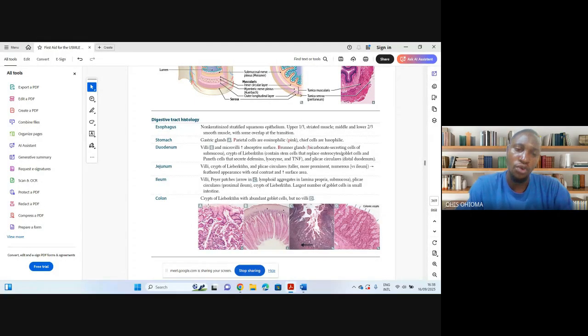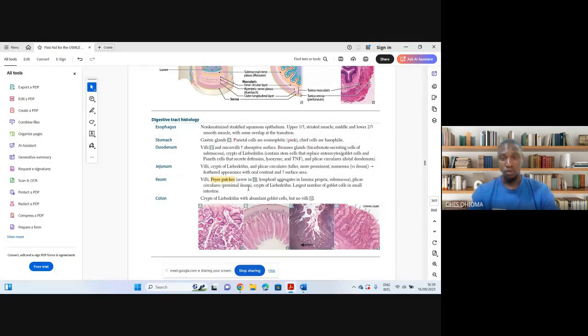Another thing I want you to know, which is very high yield, especially as regards the ileum, is that we have a group of lymphoid tissues known as the Peyer's patch. The Peyer's patch contains some cells known as the M cells. These M cells serve as the conduit for intracellular organisms such as Salmonella to infect. So the M cells are located in the Peyer's patch, and they are responsible for housing the Salmonella species that causes typhoid fever. So that's also very important to know.